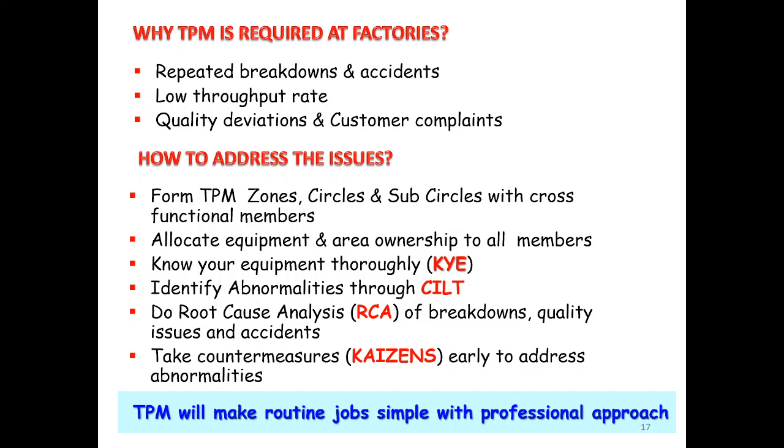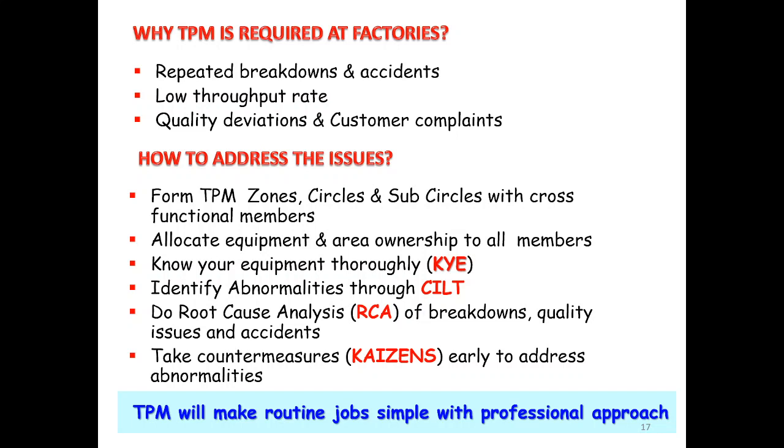First, form TPM zones. Divide the zones into circles and subcircles. Allocate equipment and area ownership to all members covering all equipment and surrounding areas. Give TPM training on step 0 to step 3 to all employees on how to gain thorough knowledge of their respective ownership equipment. That is, know your equipment.